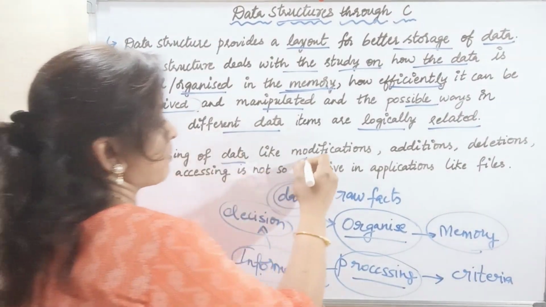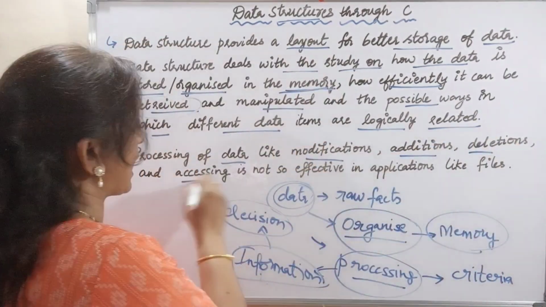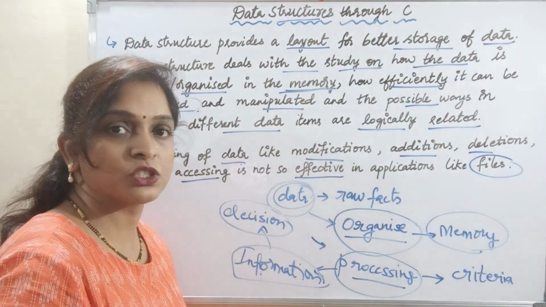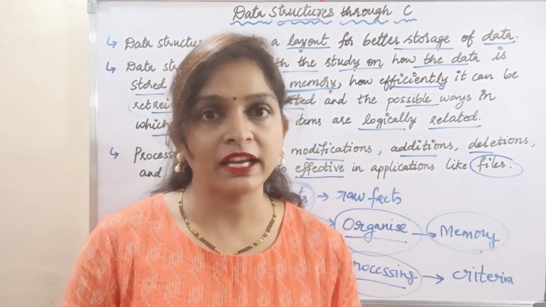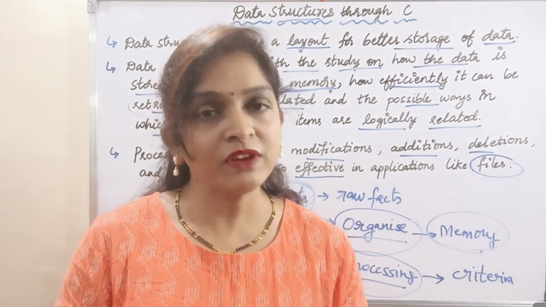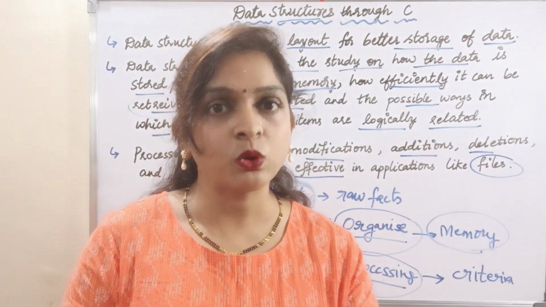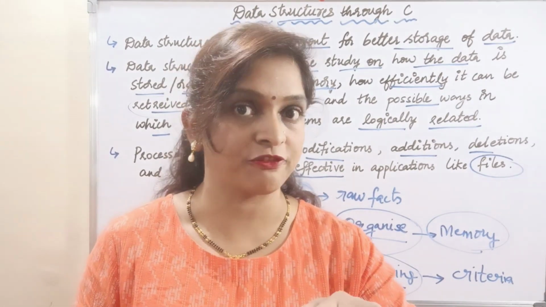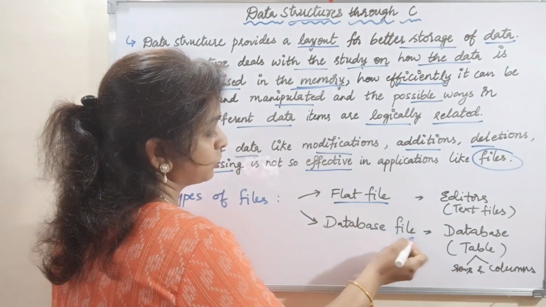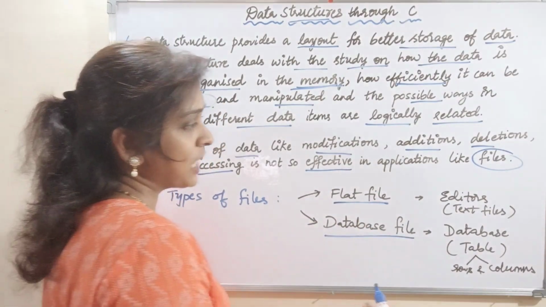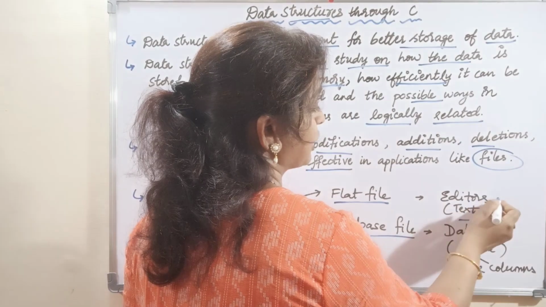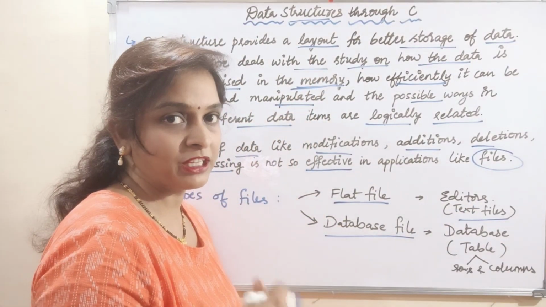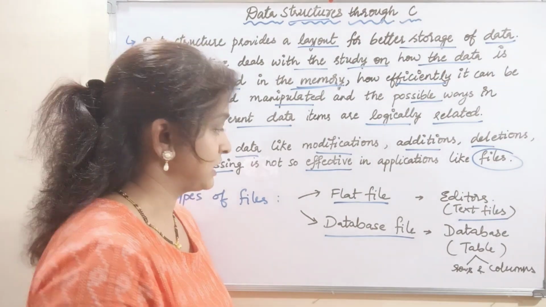Now, processing of data like modification, addition, deletion, accessing is not so effective in applications like files. We all know we store the data inside files, and when we deal with files, we store the data in different ways. Talking about files, we have two different types: the flat file and the database file. Flat files are the normal files that we create using editors, text files. It may be a Notepad file or a Word document or any other normal file.